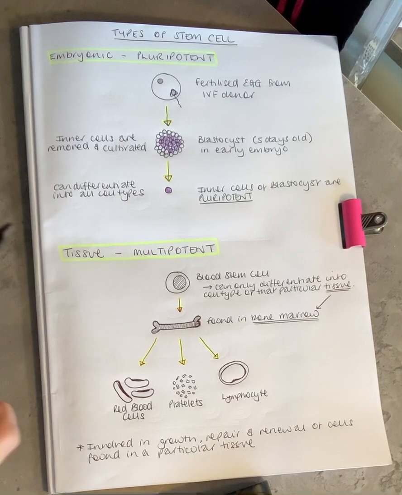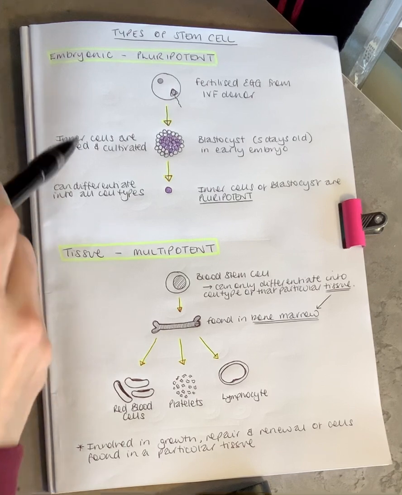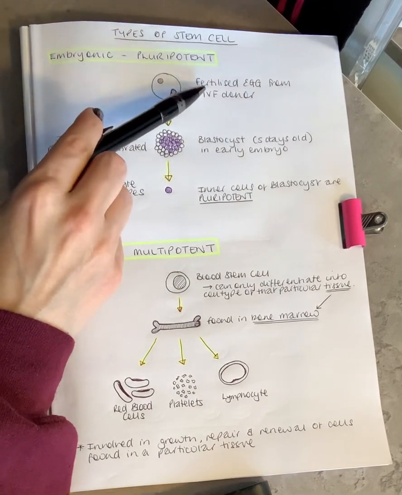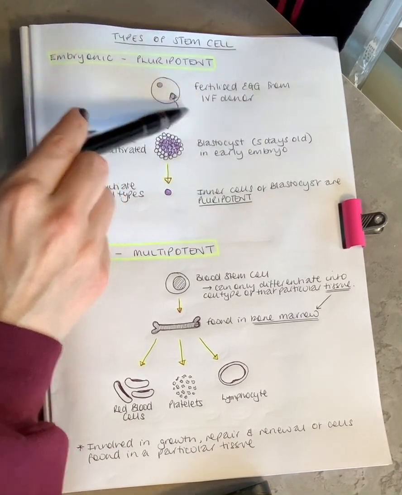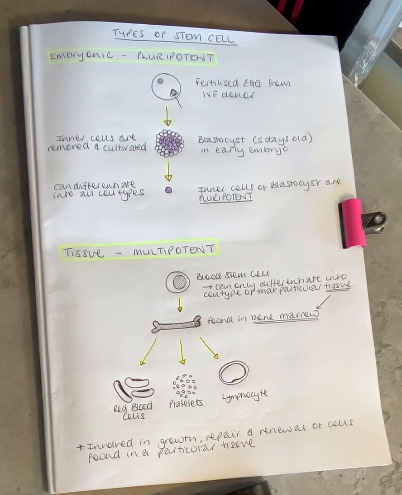So, embryonic and tissue. When we talk about embryonic stem cells, we think about a human blastocyst, which is basically an early embryo. This blastocyst contains a small number of embryonic stem cells. We would get our embryo from an IVF donor, a fertilised egg from an IVF donor. Someone has gone through IVF and donated fertilised eggs.